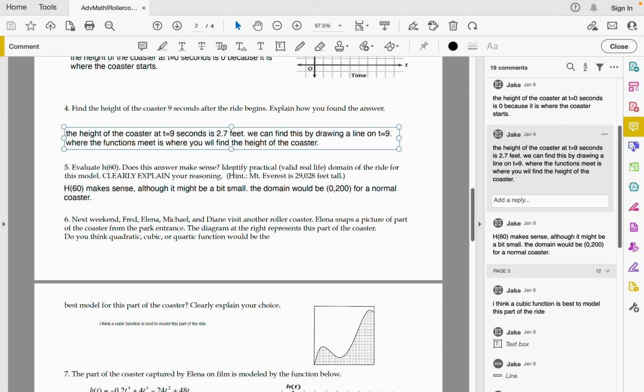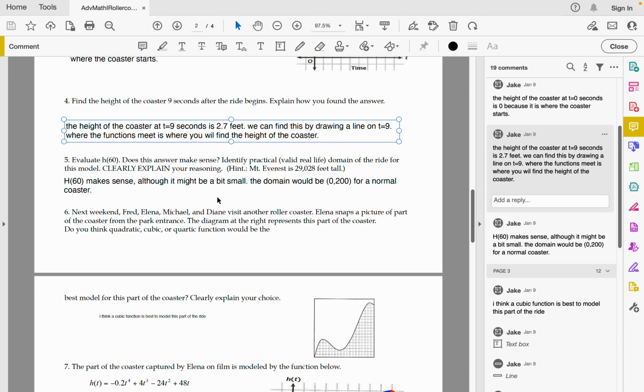Walk you through some of these, and then you can stop the video and retry if you need to. Okay, so we're working on this one. Hopefully you're going to find h of 60. That's what we're working on right now. I've told you how to do that.